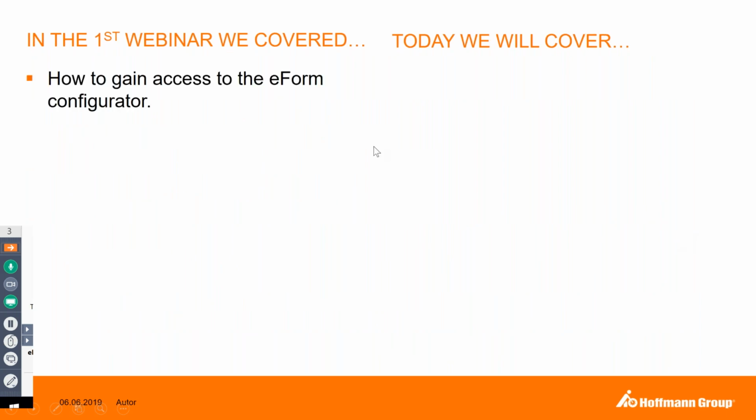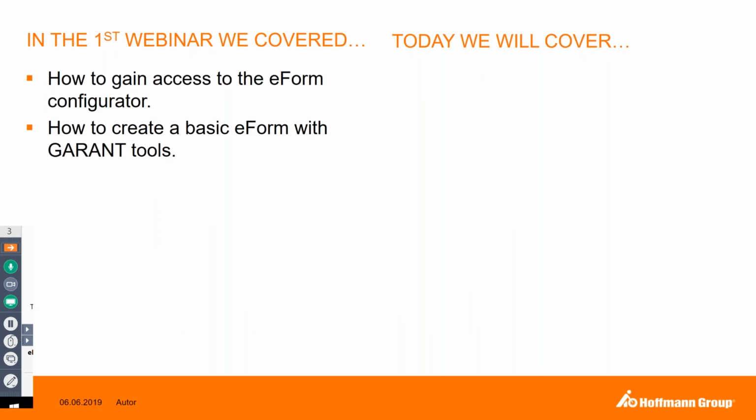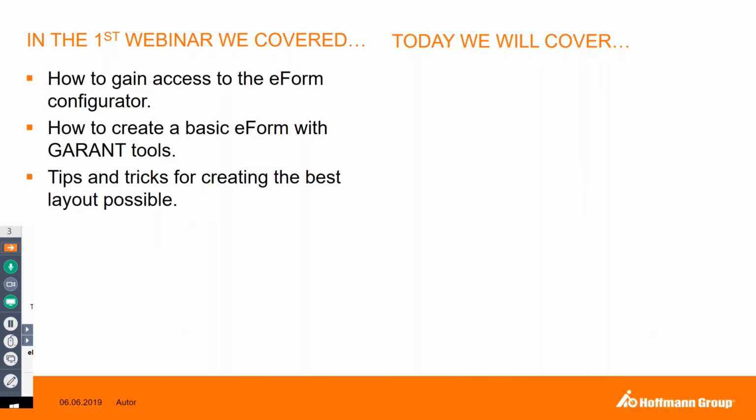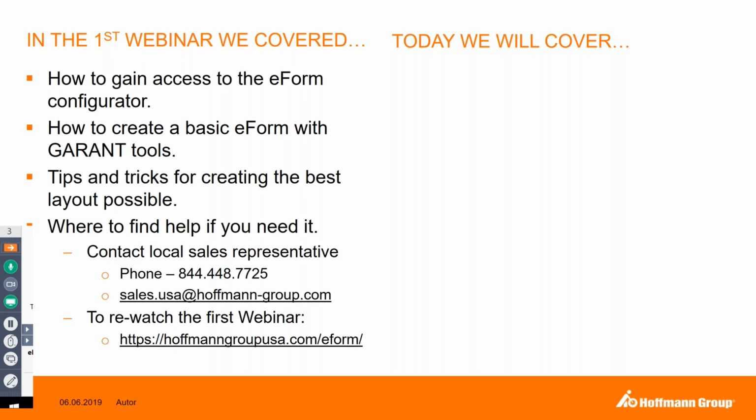Okay, in the first webinar, we covered how to gain access to the eForm configurator, how to create a basic eForm, tips and tricks for creating the best layout possible, how to align things. I'm not going to recover all of that today. So if you need help, you can contact your local sales representative. If you're not sure who that is, there's a phone number here. We can connect you with that person. There's also an email here. It takes you to the same people.